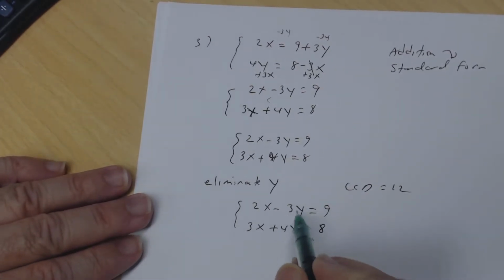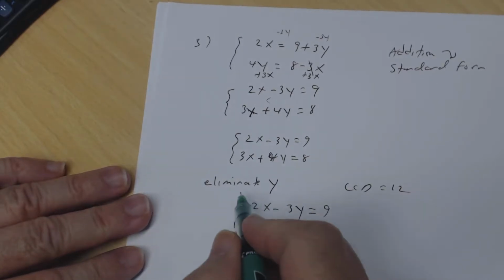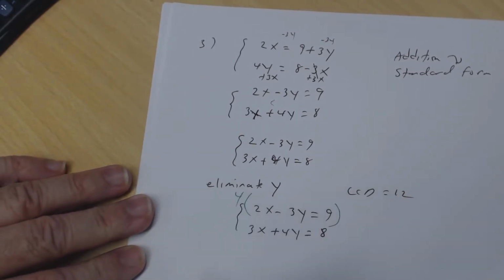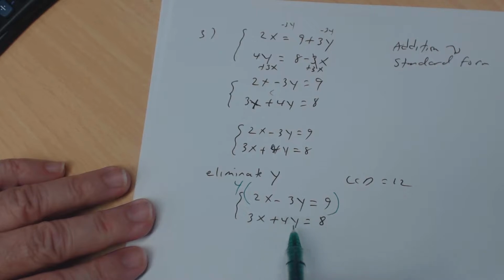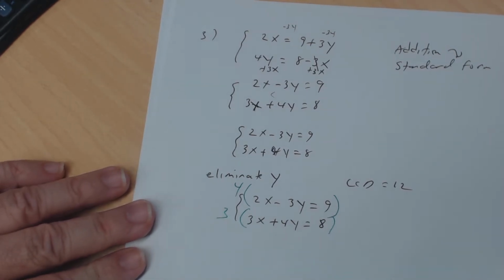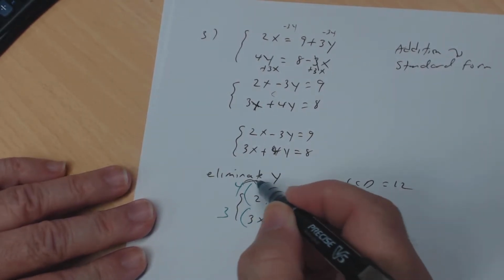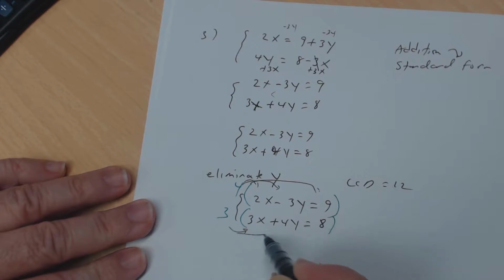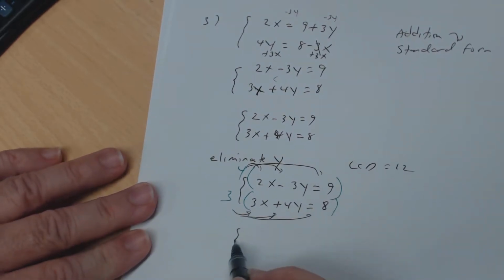So if I need this to be a negative 12, then I've got to multiply negative 3 by 4. So all this is going to be multiplied by 4. If I need this to be a positive 12, then I need to multiply 4 by 3. So all these have to be multiplied by 3. Okay? So then you distribute, and let's see what we get.